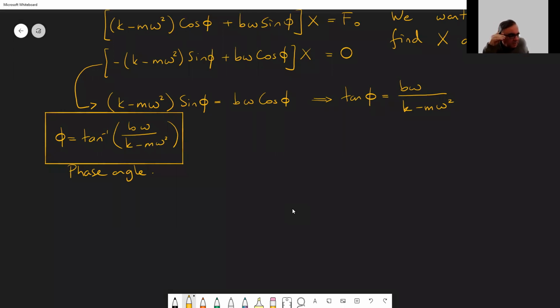We want to find the capital X. Let's write that equation. k minus m omega squared X cosine phi plus b omega X sine phi. We also have the other X equation.